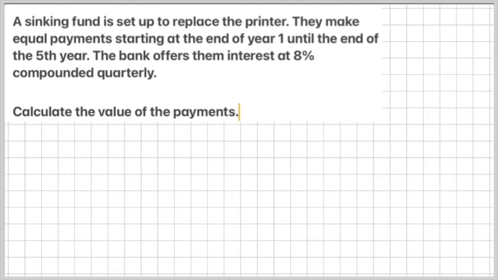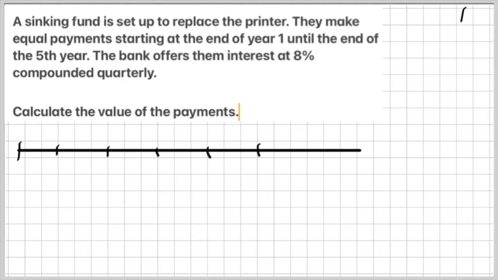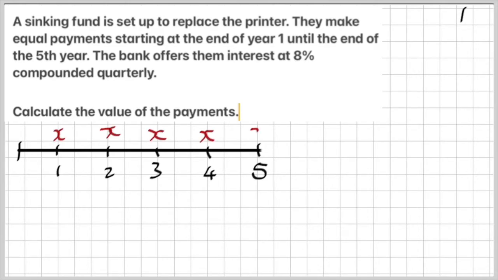So first of all, I need to draw up a timeline. So drawing up my timeline, I've got my 5 years. Each of those X's represent one payment. So what am I going to do? I'm going to calculate the value of each of these payments individually as at the end of the 5-year period.